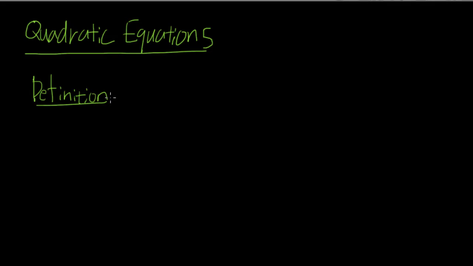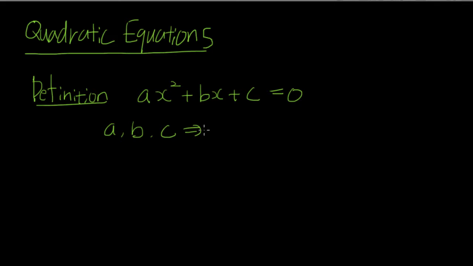So what do we call quadratic equation? Quadratic equation is equation equivalent to one of the following form. It looks like ax squared plus bx plus c equal 0. And a, b, c, these should be real numbers. And we have one condition, a cannot be equal to 0.